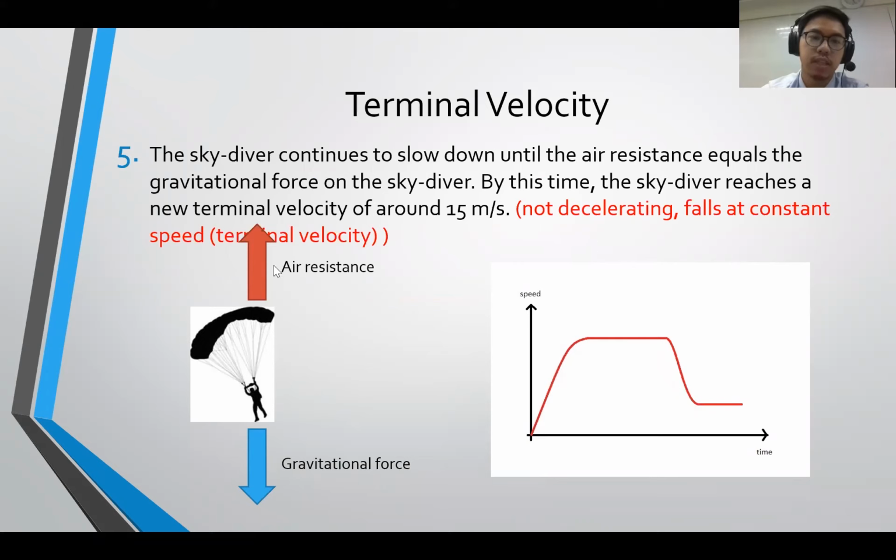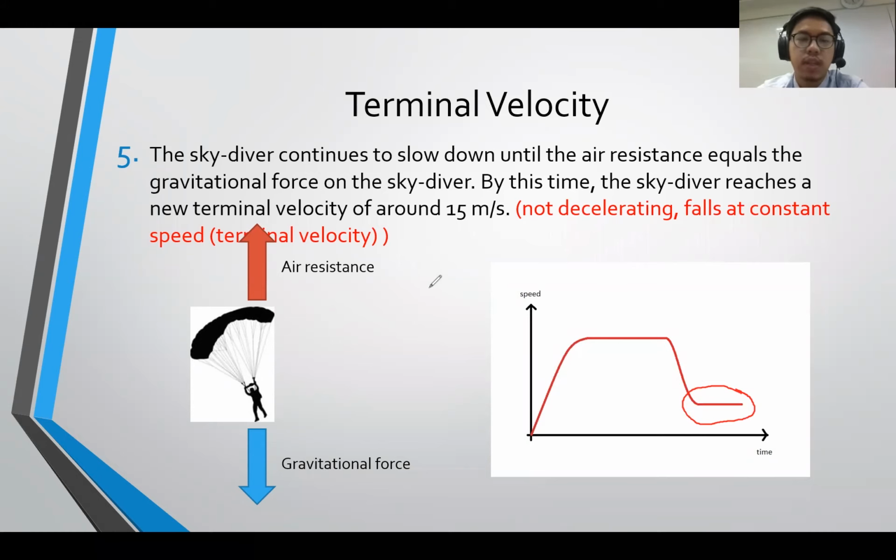In other words, when these two forces are equal again, they will cancel out each other, there will be no resultant force, there will be no acceleration, and you will fall at a constant speed again. And on your graph, you will reach a different terminal velocity, a terminal velocity for you falling with the parachute open. So you will get another constant speed on your graph.